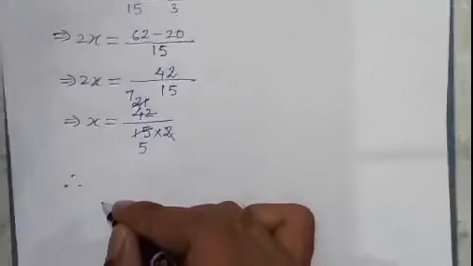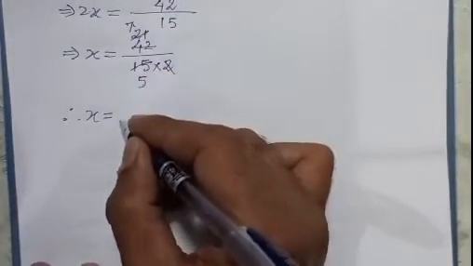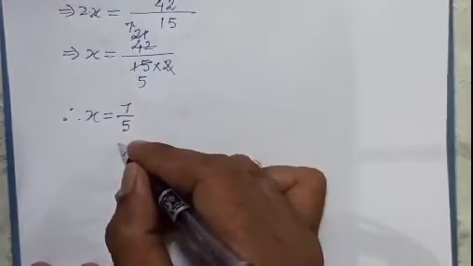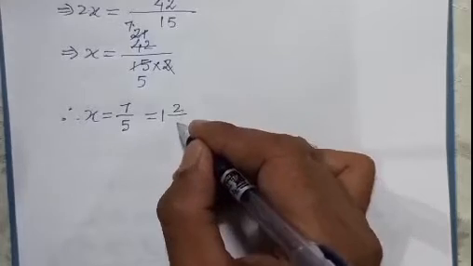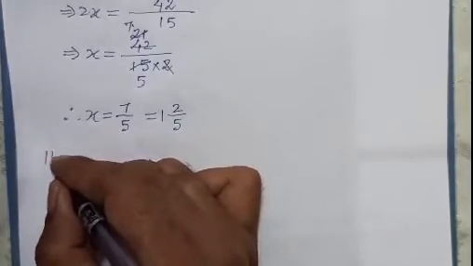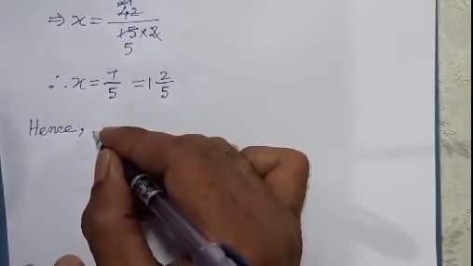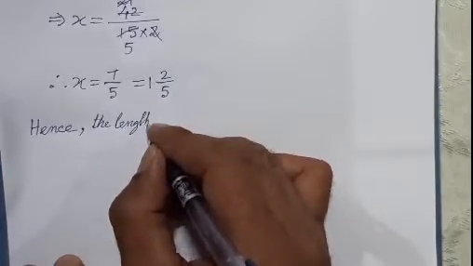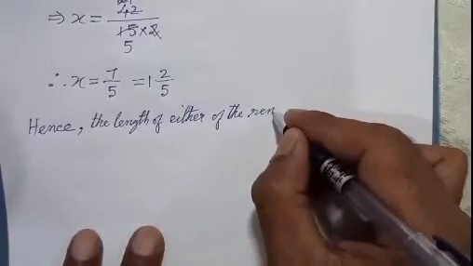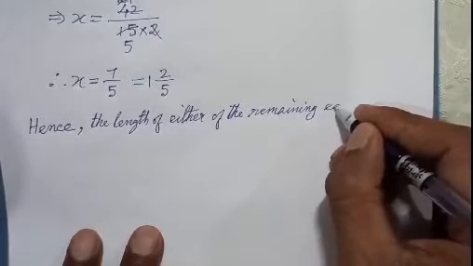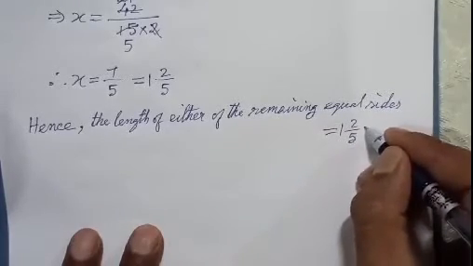Therefore, x is equal to 7 by 5. And this is equal to this 7 by 5. If we want to write as mixed fraction, 5 1 time is 5, 6, 7, 2, 2 by 5. Hence, the length of either of the remaining equal side is equal to 1 whole number 2 by 5 and unit is centimeter.